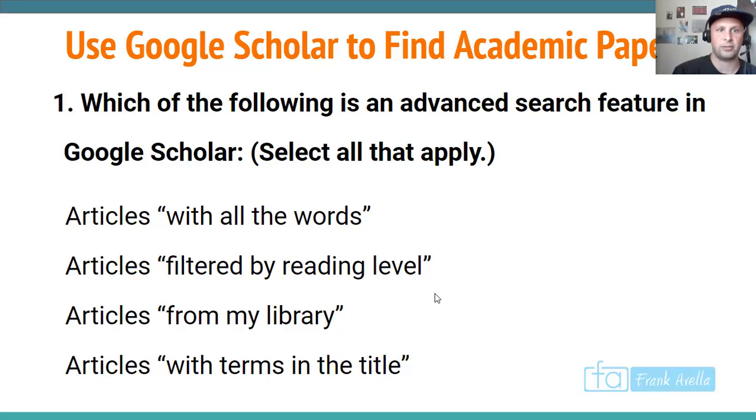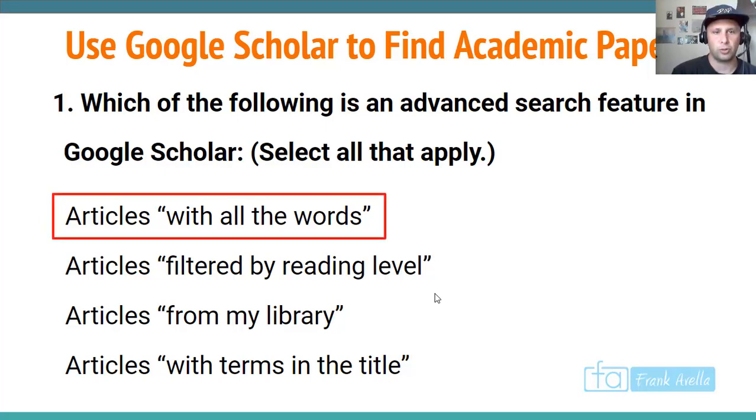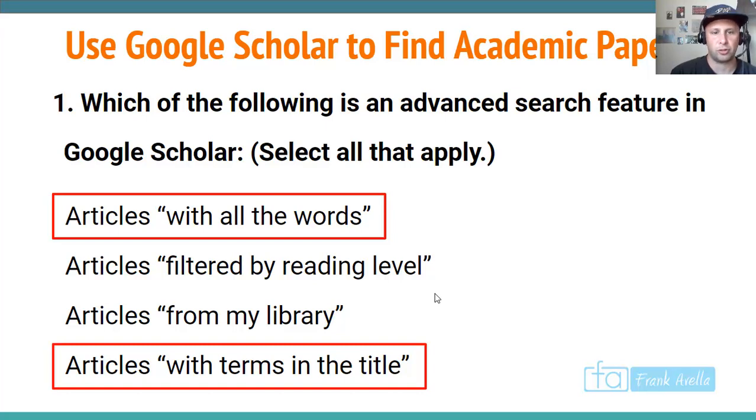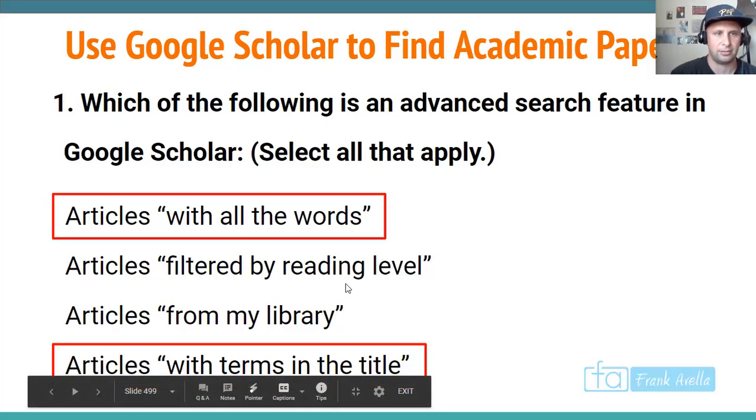Okay, so which of the following is an advanced search feature in Google Scholar? Articles with all the words. Articles with terms in the title. Okay? And this doesn't make sense, right? Reading level and my library.